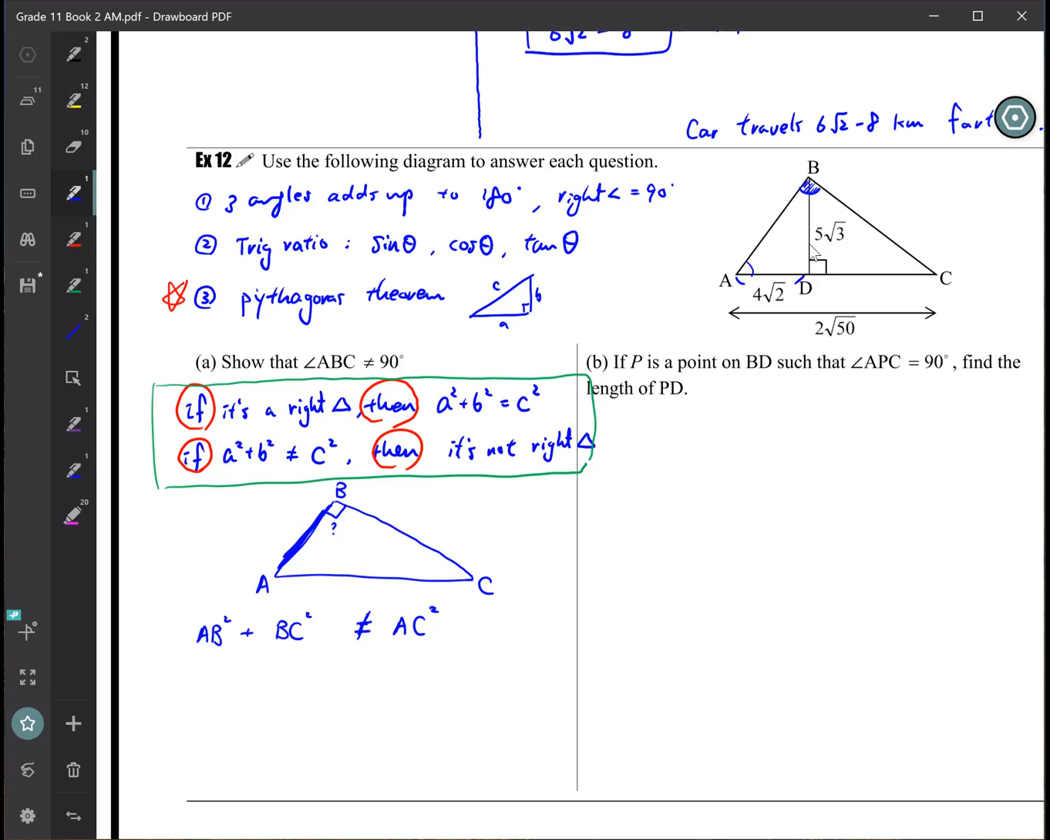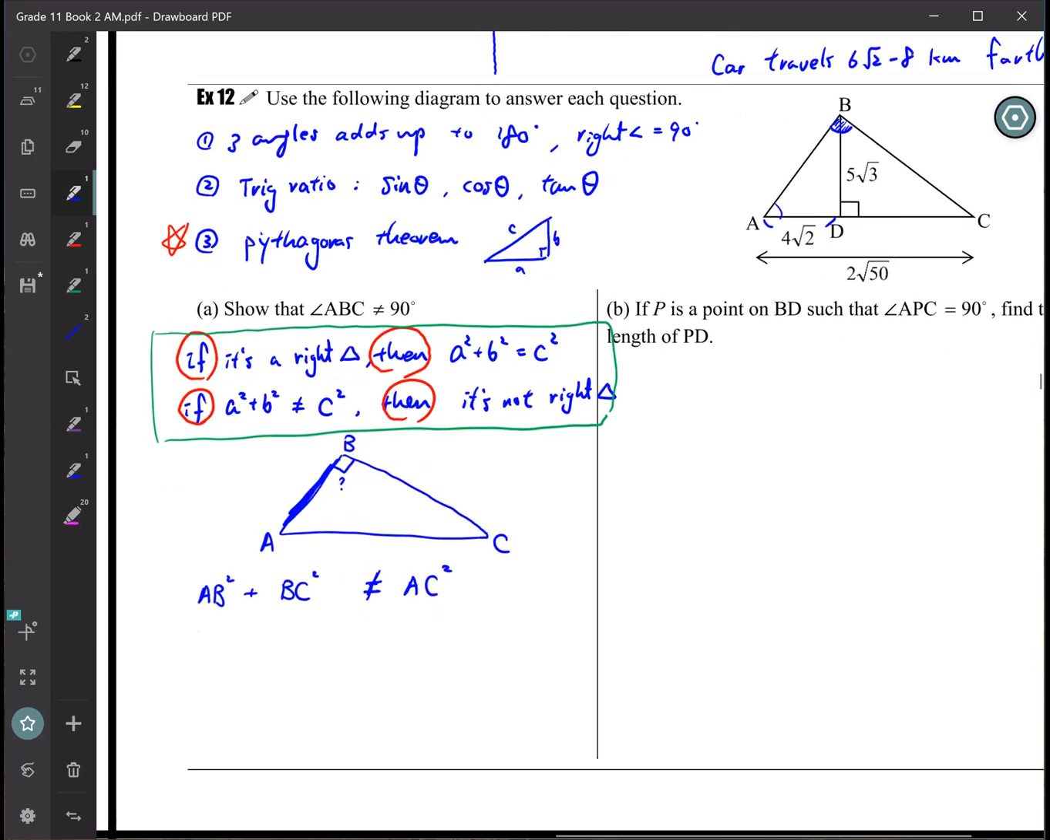Okay, so there you go. So you need to find AB first, and then find out what BC is, right? See if they add up, and then doesn't equal to AC squared. Okay, so I'll let you guys start now.